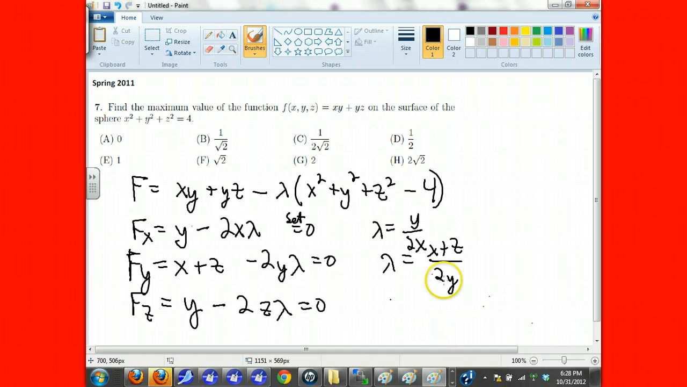So you see how the first and the third are kind of symmetric. Basically, you can almost immediately conclude from that the x has to be equal to the z, right? Y over 2x has to be y over 2z. Taking these two together, y over 2x has to be y over 2z. So yeah, x is z.